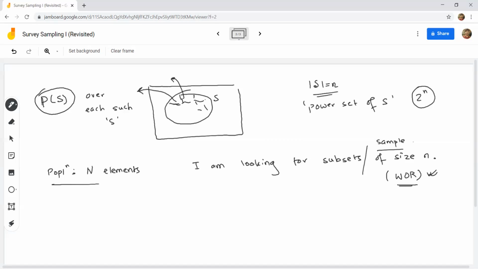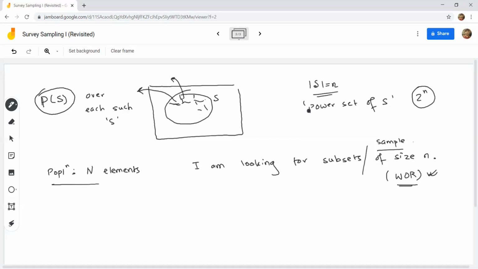If we are sampling without replacement... I think that means that if we have once picked up one set, then we cannot pick it up again. Yeah, perfect. So if you are drawing small n elements out of capital N elements, in how many ways can you do this? How many possible samples are there?